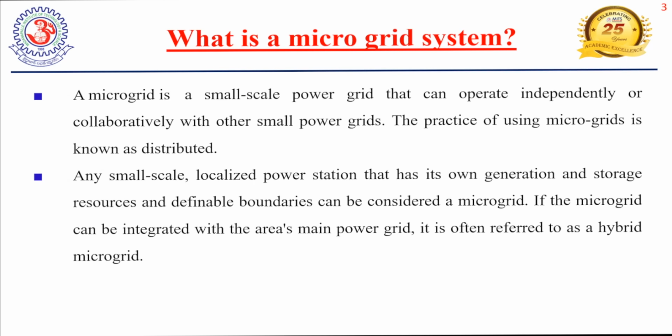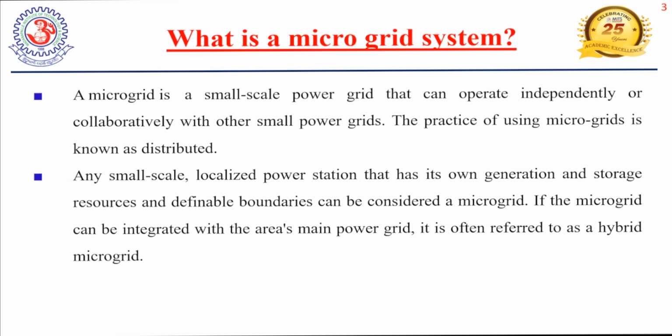It works independently. That means it is not required to depend on any other stations or other grids. Here the complete setup, that means generation, control system, and backup system, are all available at the same place. Such a combination of systems, that means generation, transmission, distribution, load, and storage system, all present together, is known as a microgrid system. So I hope you understood what a microgrid is.